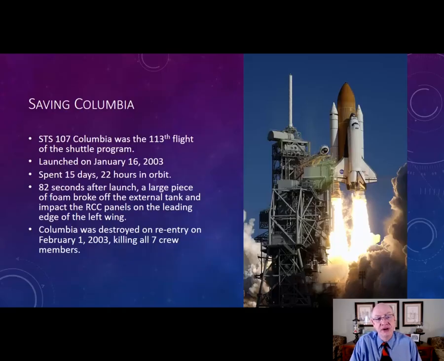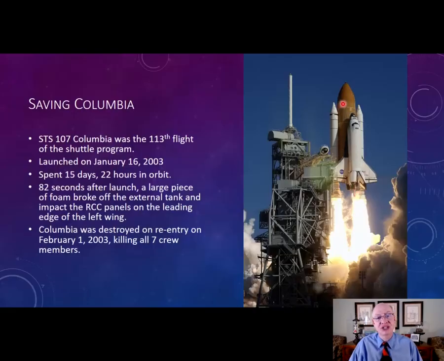So on January the 16th of 2003, the Space Shuttle Columbia launched on what would be its last flight. About 82 seconds after launch, a big chunk of foam broke off of the external tank. This external tank contained liquid oxygen and liquid hydrogen. They were the fuel that was powering the main engines on the space shuttle.